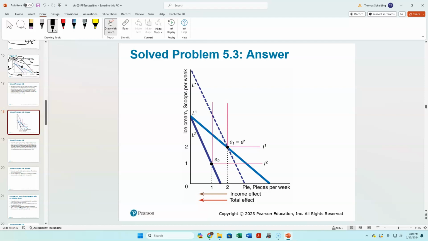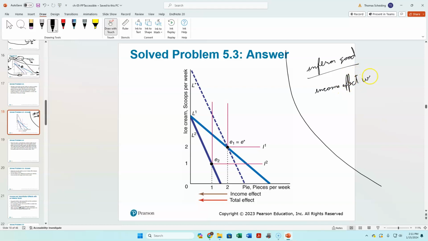If I were making the textbook, what I would instead show for you is an inferior good. Only because I need the space on this slide. I think this is a dumb example. In an inferior good, the income effect works in the opposite direction of the substitution effect.